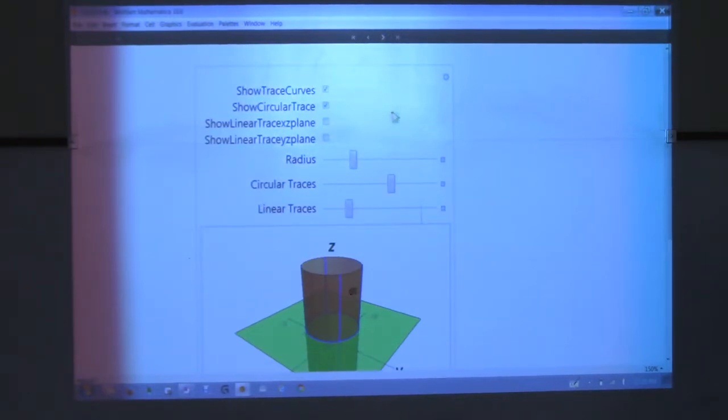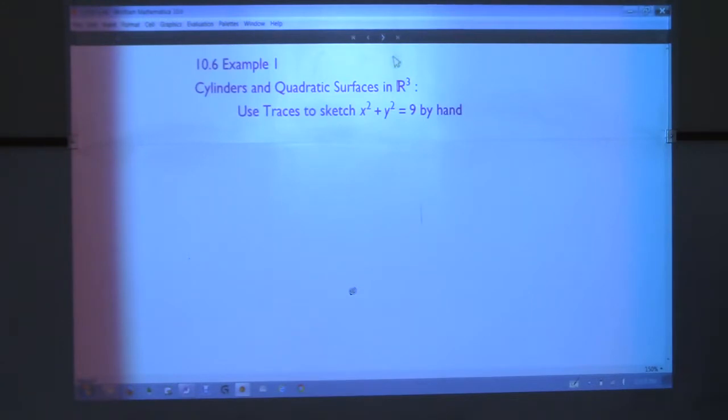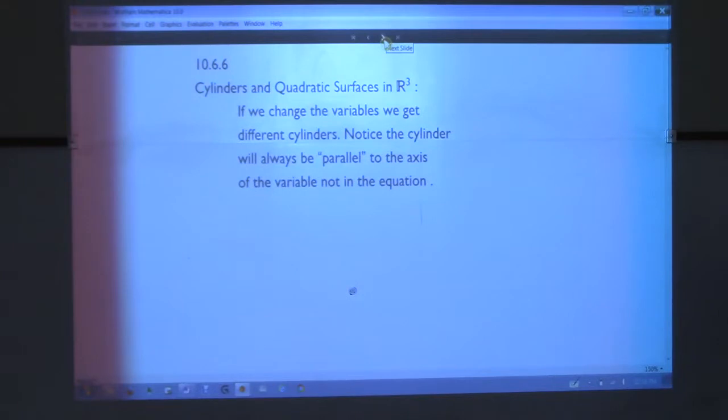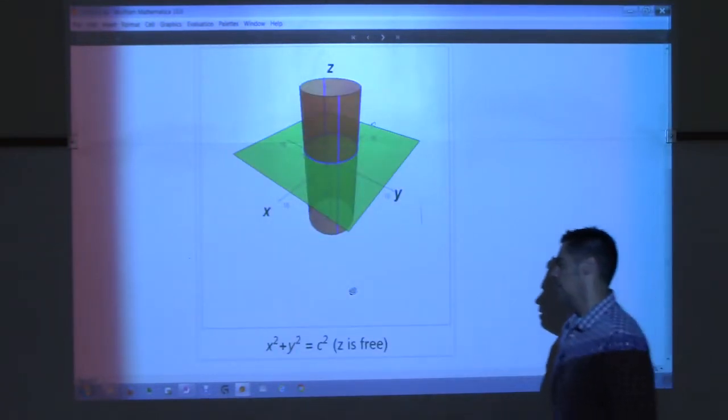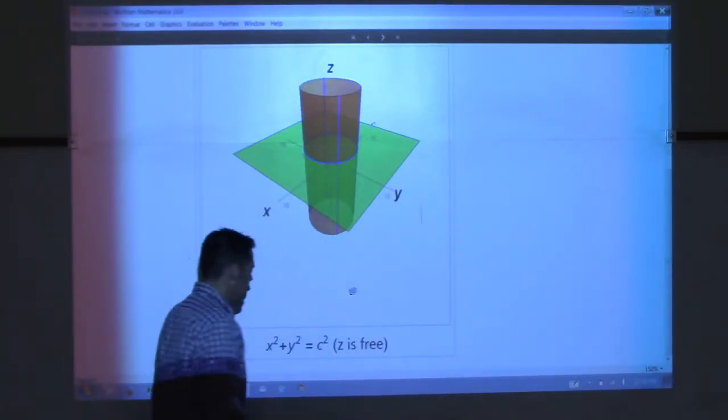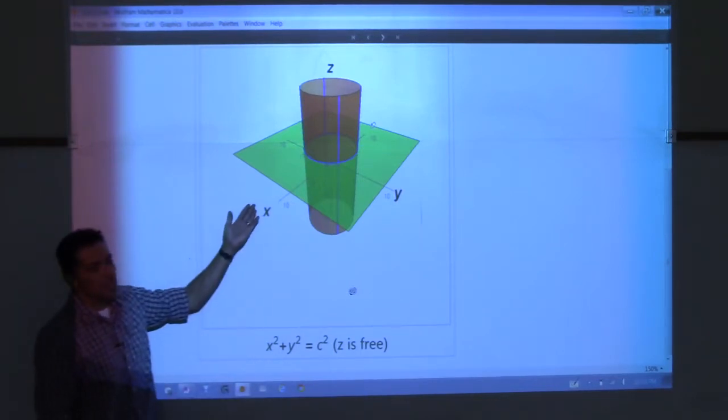Next, geometry, or I should probably write the equation, right? I should have the equation here. We're going to skip that. We're not going to do that by hand. If we change the variables, I'm missing the equation. Where is it? Oh, there it is. I was looking for the equation. Here's the equation of that cylinder.